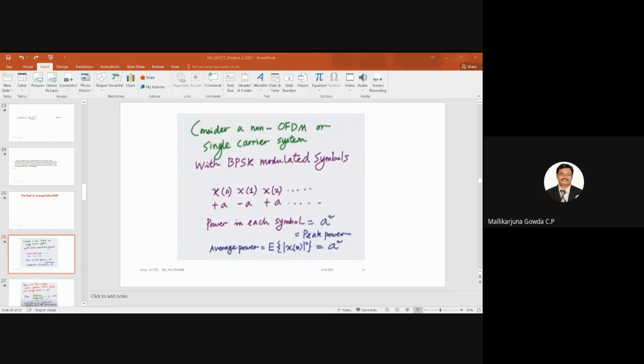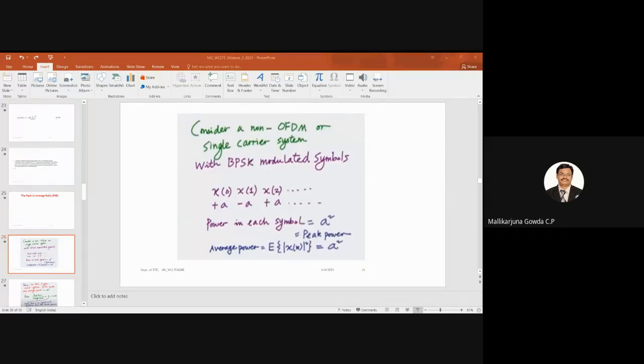Plus a for maybe symbol 1 and minus a for symbol 0 and so on, right? So the power in each symbol is a square. That is the peak power. And since these are random variables, meaning they occur randomly, to find the average power I need to take the expectation of this random variable. So the expectation of that is also a square. So this is my peak power and this is the average power.